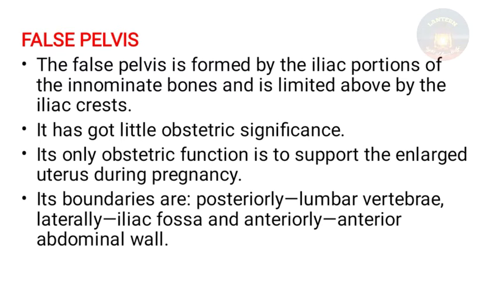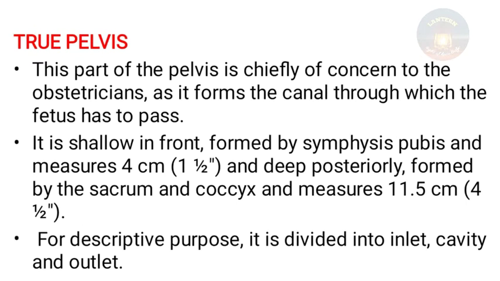Next is regarding true pelvis. This part of pelvis is chiefly of concern to the obstetricians as it forms the canal through which the fetus has to pass. It is shallow in front, formed by symphysis pubis and measures 4 cm, that is 1.5 inch, and deep posteriorly, formed by sacrum and coccyx and measures 11.5 cm, that is about 4 inches. For descriptive purpose, it is divided into inlet, cavity and outlet.